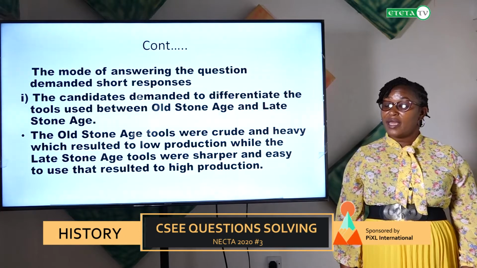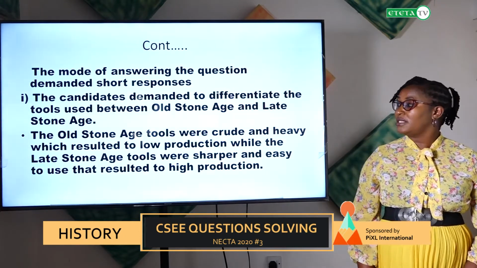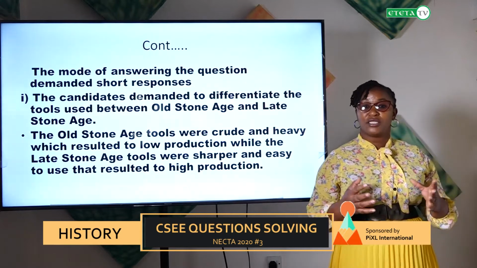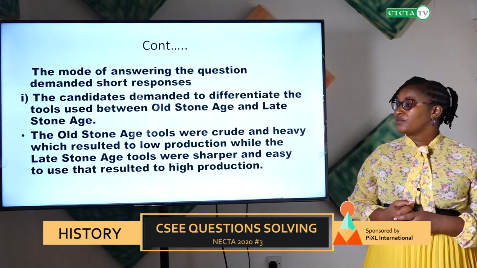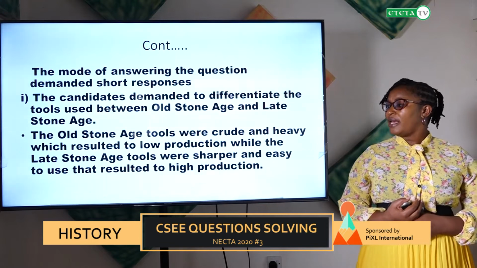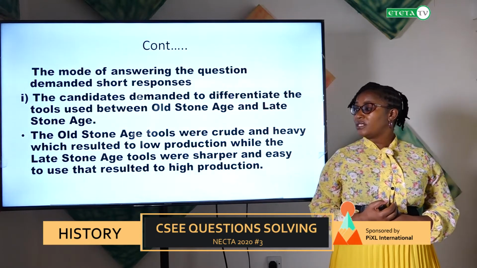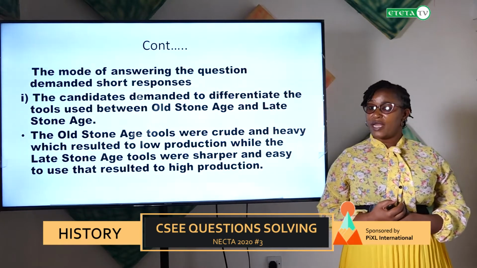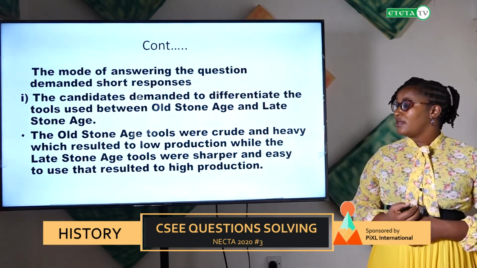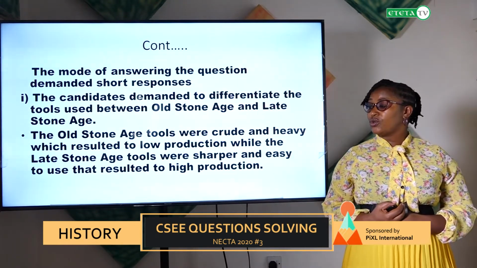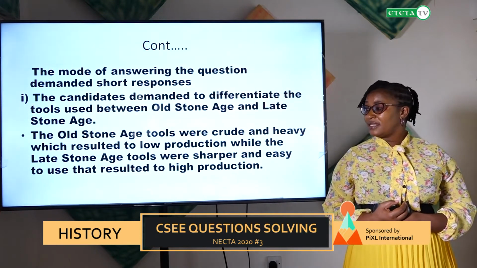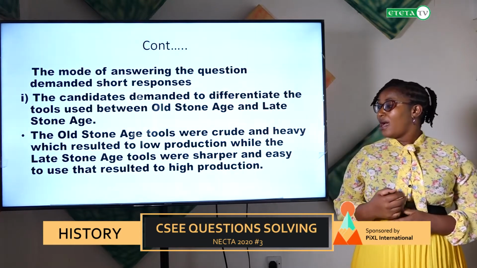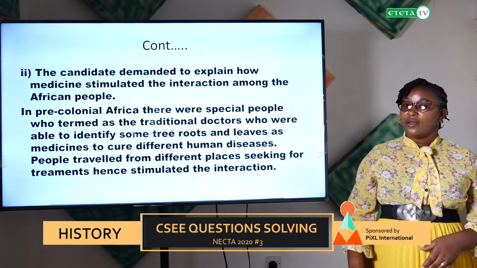As historians, we know that the Old Stone Age and the Late Stone Age are among the stages of the Stone Age. Now, in the Old Stone Age, tools were crude and heavy, which resulted in poor production, while the Late Stone Age tools were sharper and easy to use, which resulted in high production.